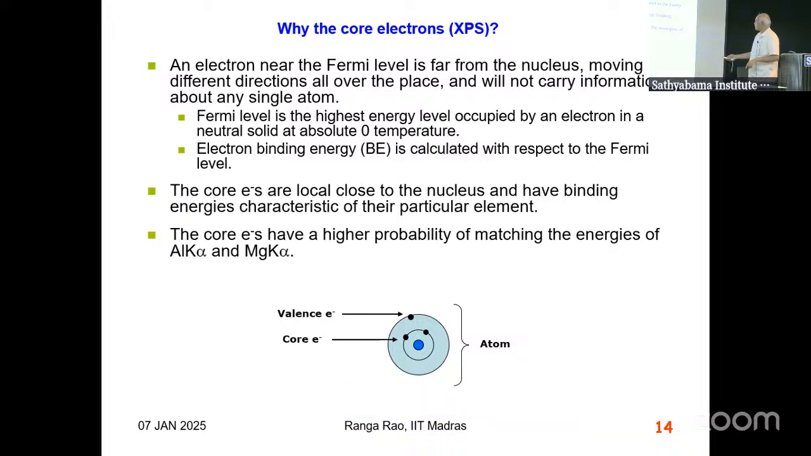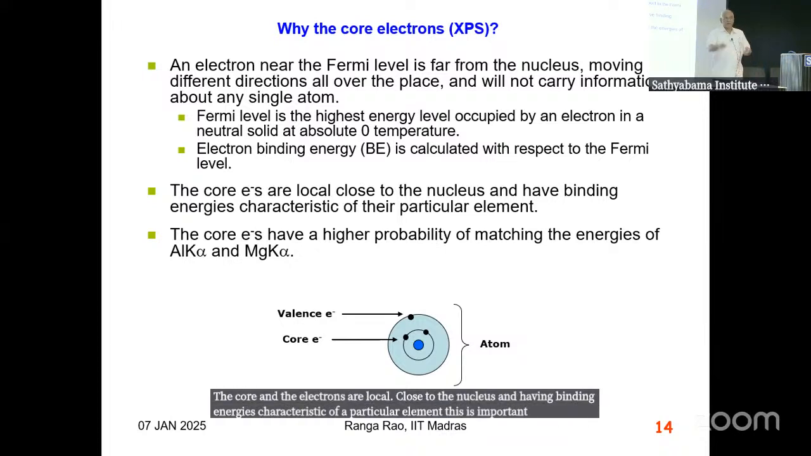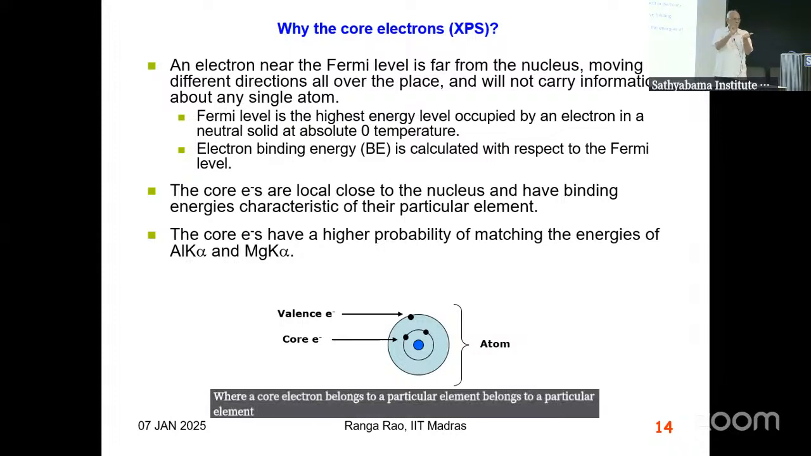The core electrons are local, close to the nucleus, and have binding energies characteristic of a particular element. This is important. Whereas valence electrons move around, they don't belong to a particular element. I'm referring to metals. A core electron belongs to a particular element. It is going to sit only in that particular orbital. It's not going to be shared by any other element at all.